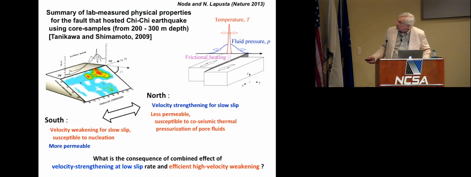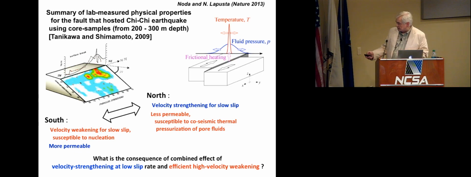Yeah, I'll mention one study which I think is an interesting one. Hiroyuki Noda and Nadia Lapusta at Caltech re-examined the 1999 Chi-Chi earthquake, and they used results that let them determine that in the north, the friction was velocity strengthening and slow slip. That means it's the kind of friction where you can't easily nucleate an earthquake. However, it was less permeable than the material in the south where the Chi-Chi rupture started, and hence would be susceptible to co-seismic thermal pressurization if you could just get slip started there.